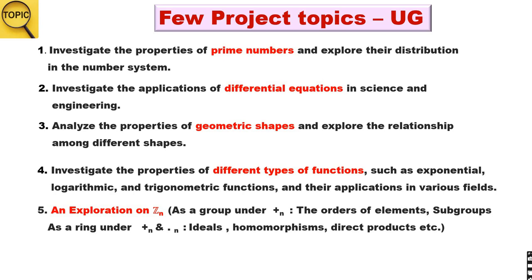So for them and all you can make use of Zn under addition modulo n, it forms a group. So here a few are mentioned: the orders of elements, subgroups, and even homomorphism can be included. And as a ring, when you visualize your Zn under addition modulo n and multiplication modulo n, ideals, homomorphisms, direct products, all of them can be discussed.